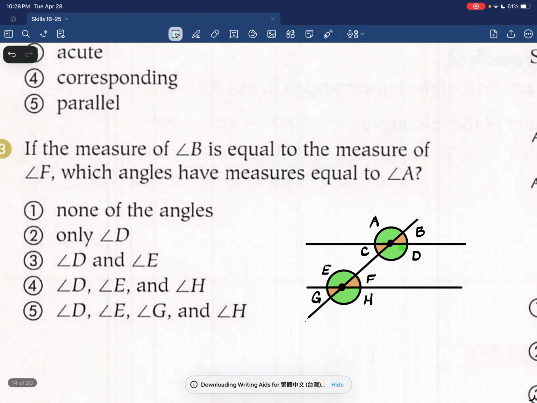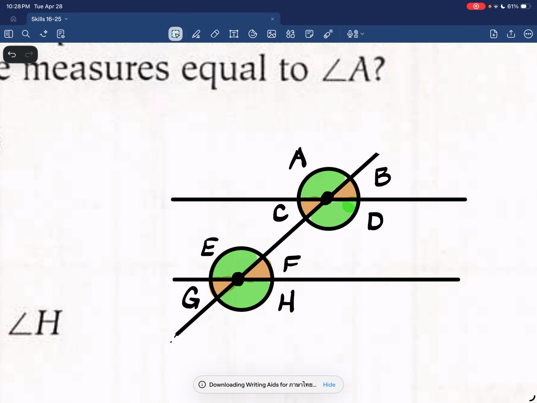If the measure of angle B is equal to the measure of angle F, and it is because they're both orange, B and F are the same position. They're the same color in the bow tie. They're equal.